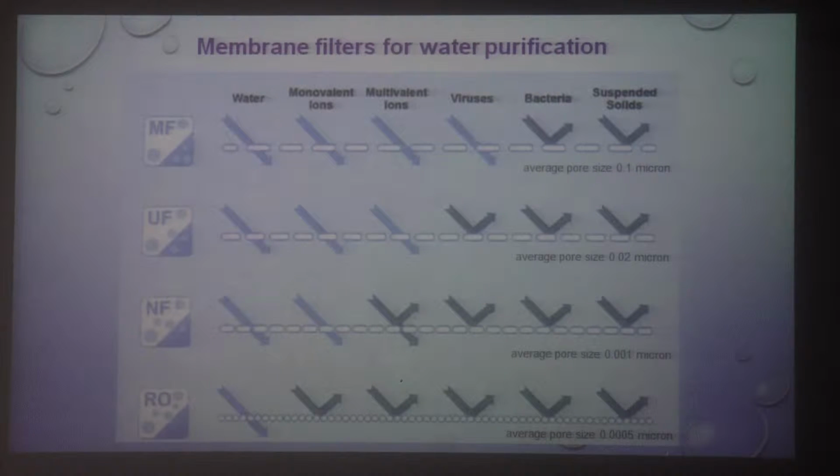In filters which we use, generally four kinds of membranes are used. Microfiltration membrane has a pore size of 0.1 micron, and it allows viruses, multivalent and monovalent ions together with water. Ultrafiltration blocks viruses, bacteria and some solid particles. Nanofilter membrane allows only water molecules and a few monovalent ions. And the best one till now, the RO membrane, allows only water, and it has a pore size of around 5 angstrom.